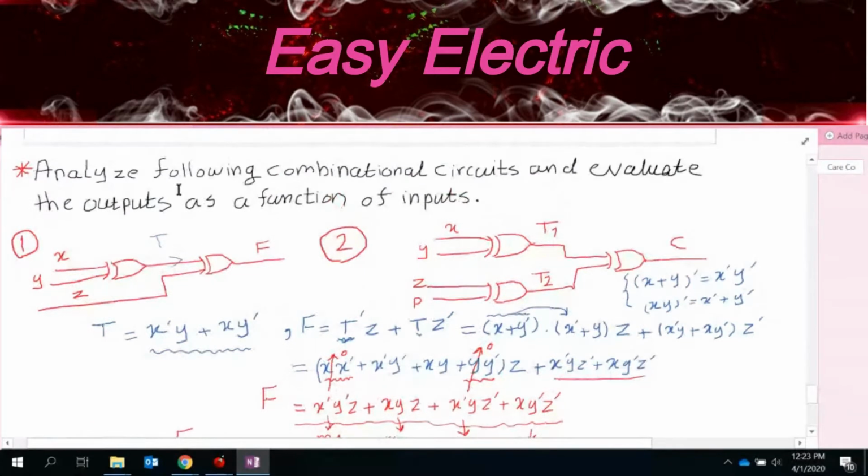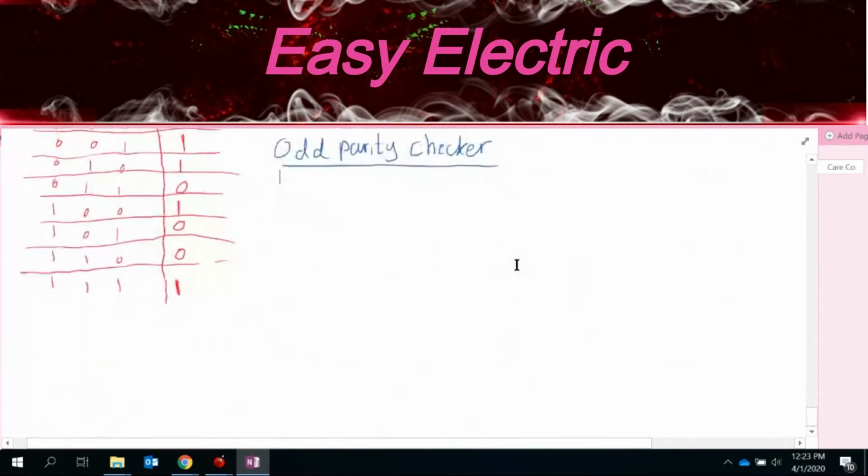So the question is, what is the basic function of this circuit? Or you could say whatever we have here. Analyze the following combinational circuit and evaluate the output as a function of the inputs. Or same thing, find the basic function of the circuit, okay? So I give you a few minutes and see, could you actually analyze the circuit that we have here or not?